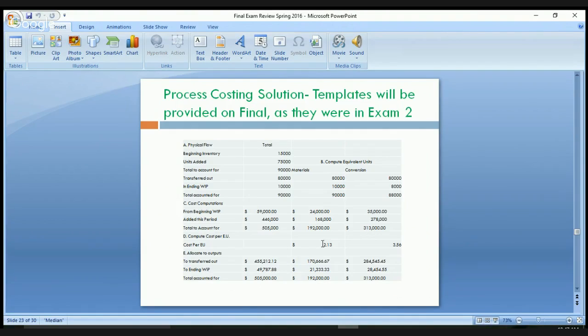And then same thing with the 2.13 times 10,000, that gives me 21,333. 3.56 times 8,000 gives me 28,454. So then if you notice down here, if I add these two numbers, it's the same as what I have to account for. And that's your tieback.